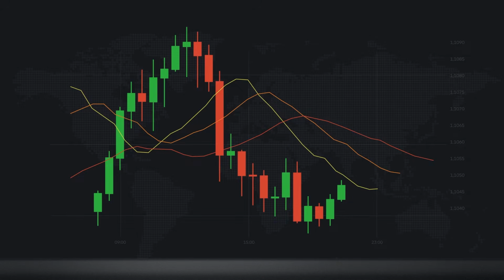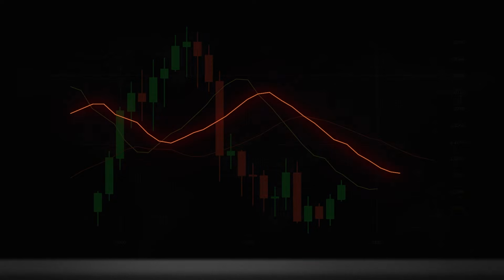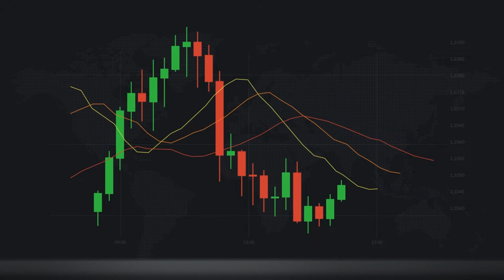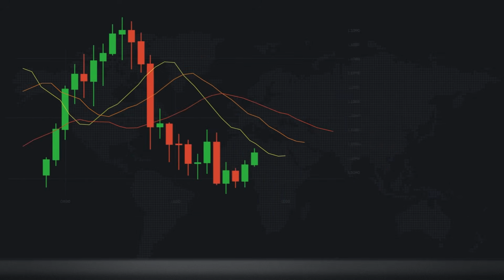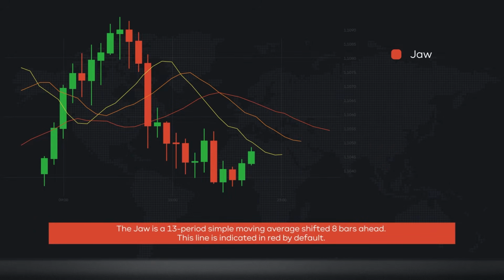These 3 moving averages are called the jaw, the teeth, and the lips. Each moving average is shifted ahead for a certain period. The jaw is a 13-period simple moving average shifted 8 bars ahead. This line is indicated in red by default.